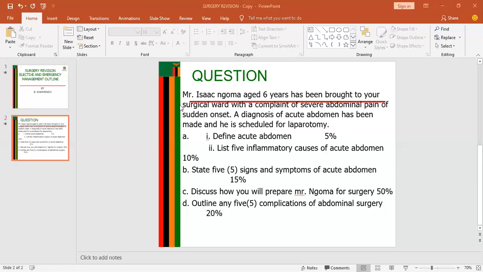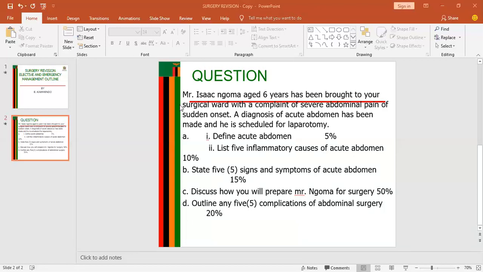So I've given almost 10 signs and symptoms, but the question only wanted 5, and you need to state them and give reasons just as I've been giving you reasons. So it is not only to this question, whenever you are told to state, you need to give reasons to your answers.